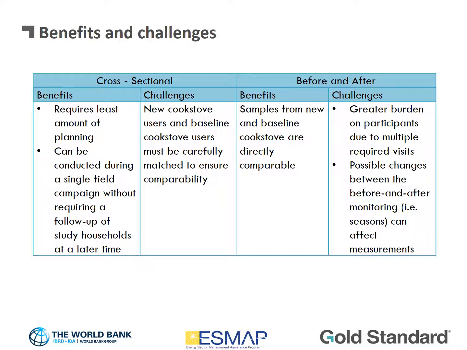So some benefits of the before and after are that because they are the same people in the groups, they're directly comparable. Now there can still be some changes because of the difference in time. So if there's seasonal changes, if there's changes in fuel or food availability, those kinds of things can change over time and should be controlled for. But in terms of comparability and behavior and household type, much easier to compare with before and after studies.